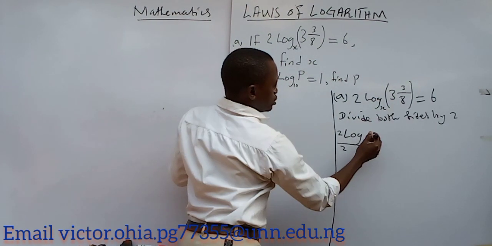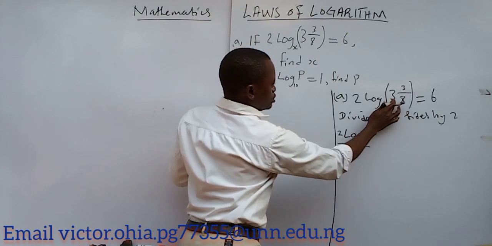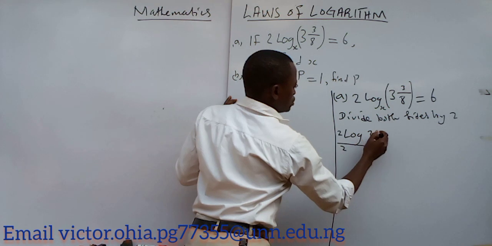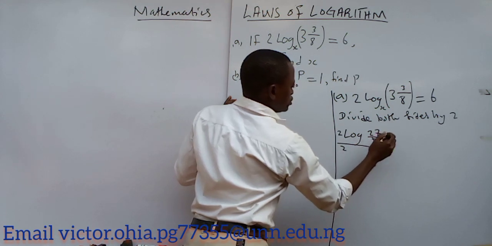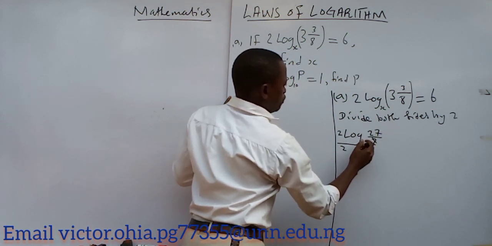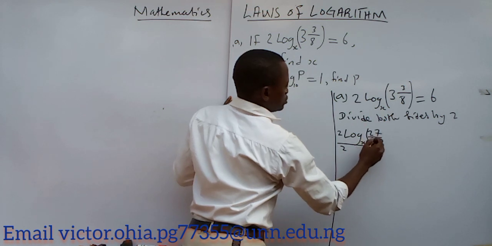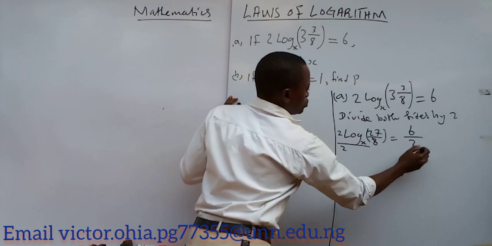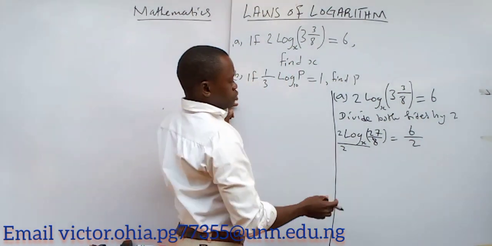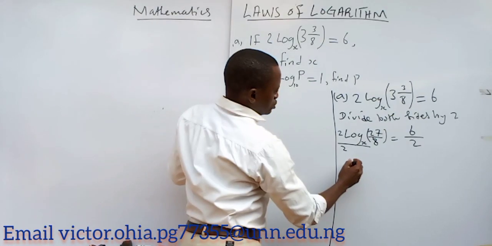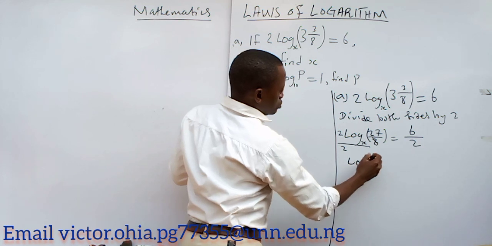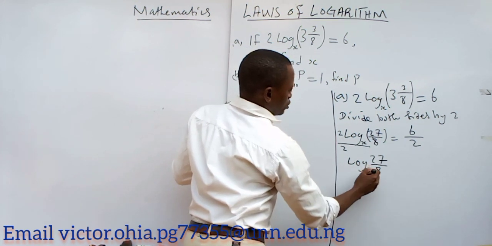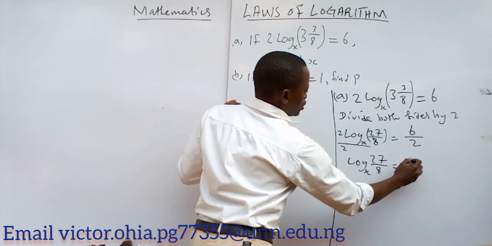So inside this bracket, I am now having 8 times 3, which is 24. 24 plus 3 will give us 27 over 8, in base x, equals to, this is now 6 over 2. Now I say divide both sides by 2. So what is left here is log 27 over 8 in base x equals to 3.